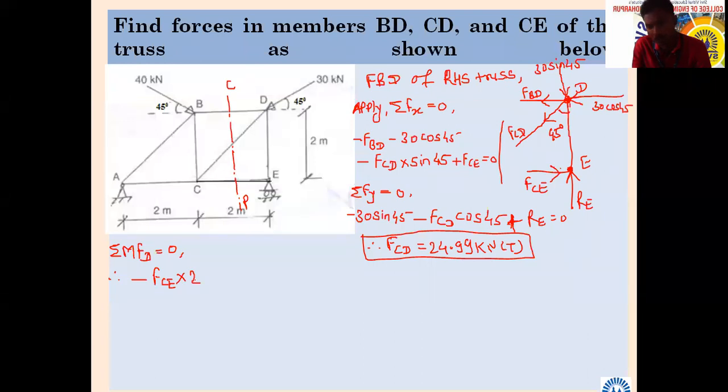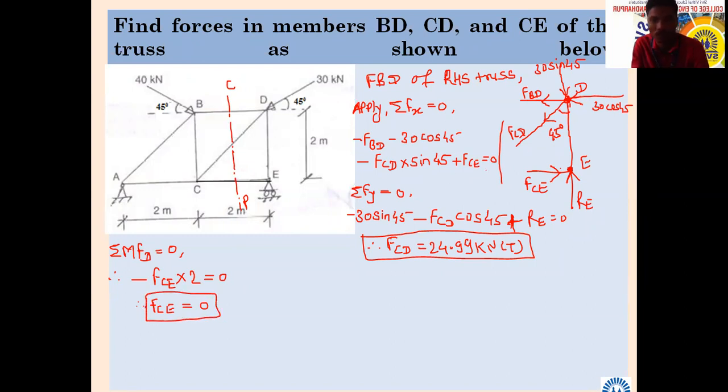The RE force is also going to pass through point D. Is there any other force? Just check. Nothing. So whether FC is going to come 0? Okay, we will see. So FCE equal to 0. FCE will come 0.